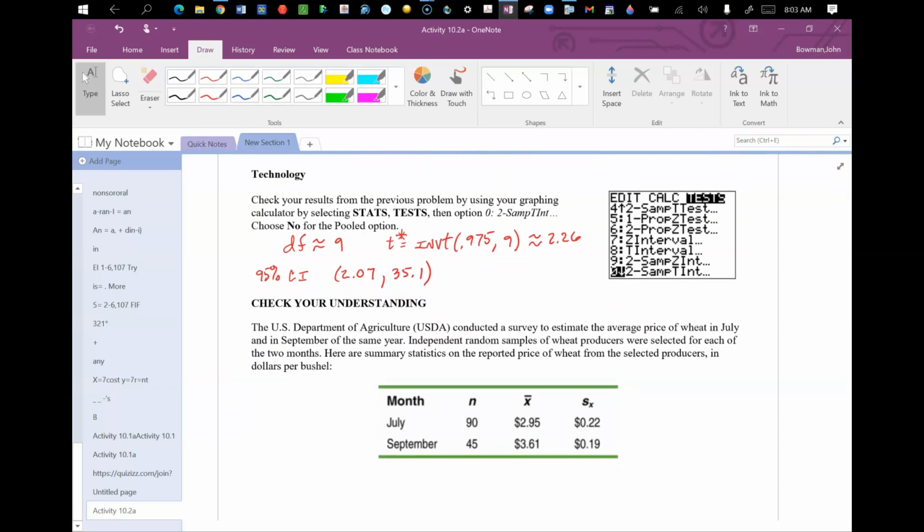All right, the last thing I would like you to do is pause the video, work through this, check your understanding, and then unpause the video and we will discuss the solution to it.